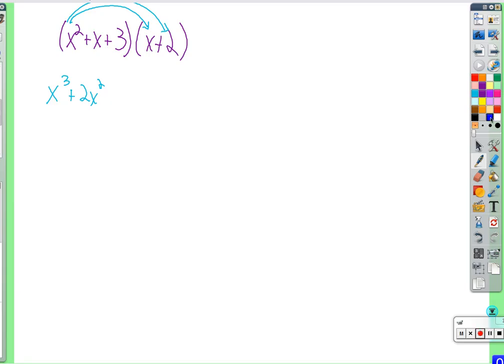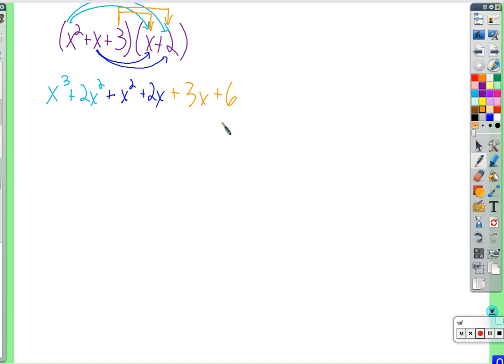Color coding helps. Move on to x. X times x. That's x squared. That's the very definition of x squared, two x's multiplied together. X times x is x squared. X times 2 is 2x. All right. X has been distributed to the x and the 2. Its job is over now. And now we'll get another color. Maybe a different shape even. 3 times x is 3x. And 3 times 2 is 6.